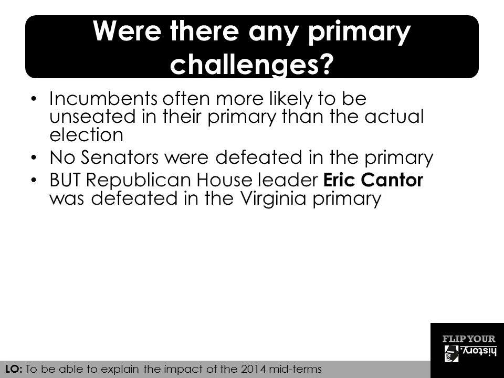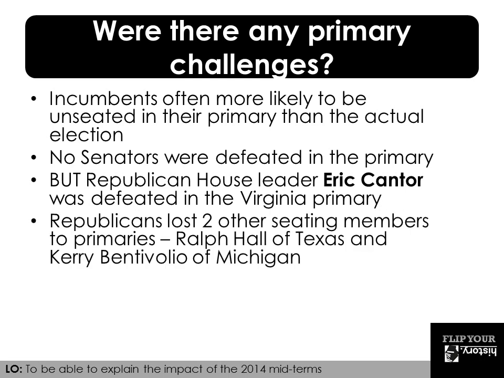However, there were some significant defeats in the House. Most importantly, Republican House leader Eric Cantor was defeated in the Virginia primary, which led to him resigning his leadership post and resigning his seat. Republicans lost 2 other sitting members to primaries. Ralph Hall of Texas, the oldest member of the House at the age of 91.